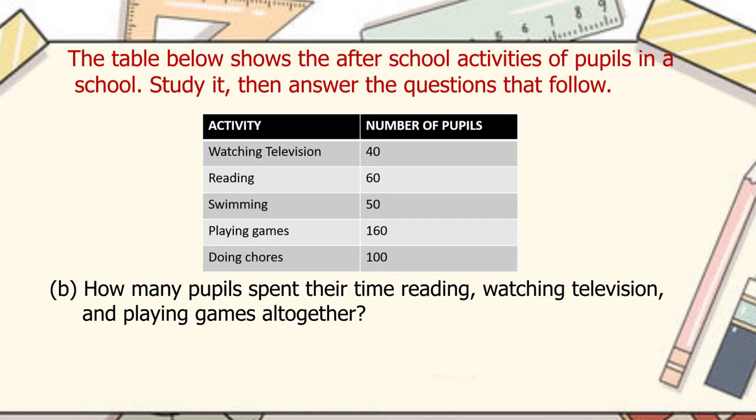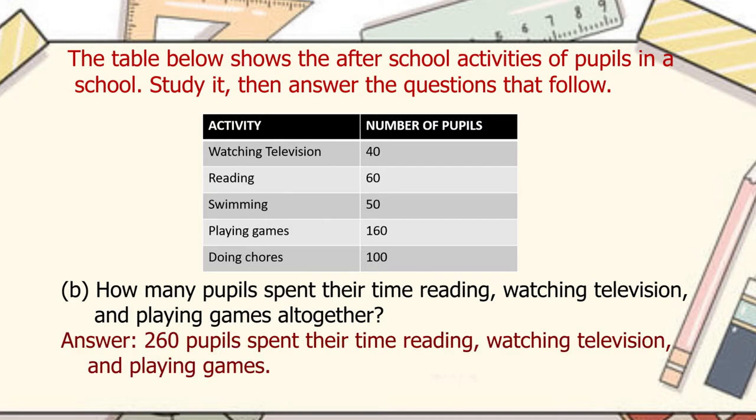The question asked how many pupils spend their time reading, watching television, and playing games all together. What is the signal word in that question? Yes, the signal word is all together. All together means we have to add up, find the sum, or find the total. When we add the number of children who spend their time reading, watching television, and playing games, we have a total of 260 pupils. Therefore, our answer should read 260 pupils spend their time reading, watching television, and playing games.